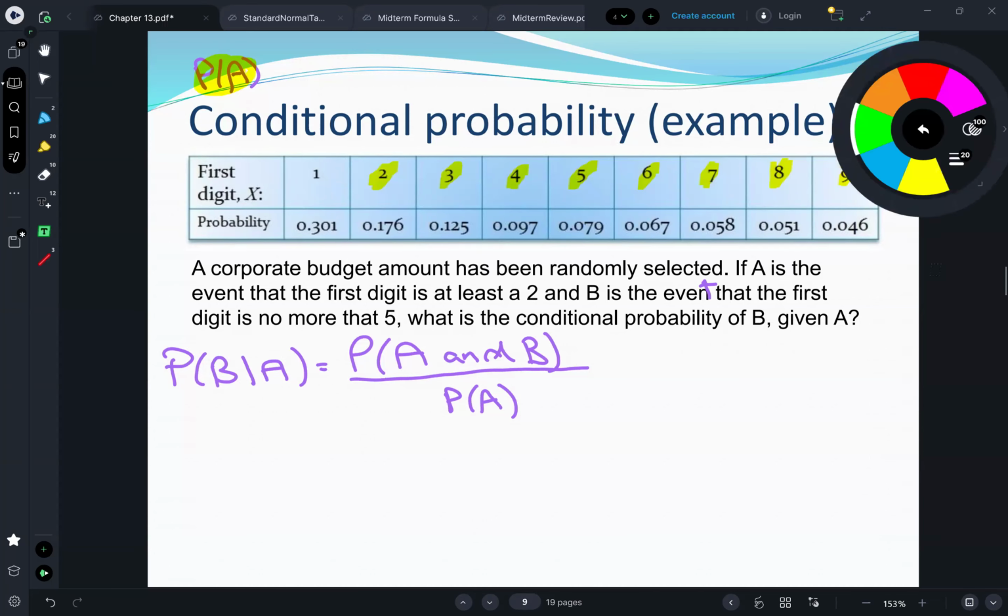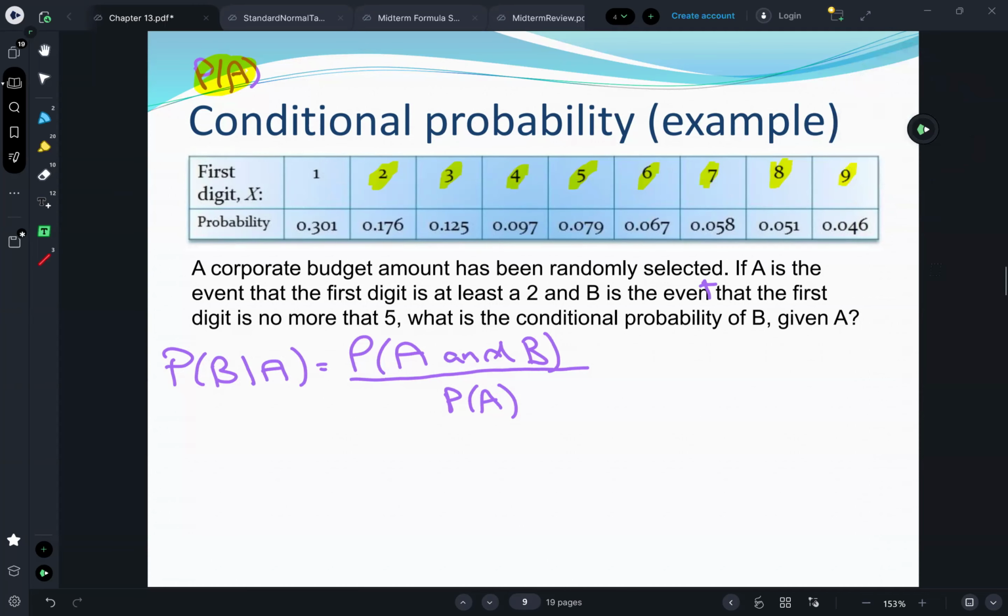The event that it's no more than 5. Let me grab orange, that might work better. No more than 5. So that means it could be 1, 2, 3, 4, and 5. So what's the overlap? What's the probability of A and B? Well, I have a yellow and an orange on 2, 3, 4, and 5. So that's the probability of A and B.